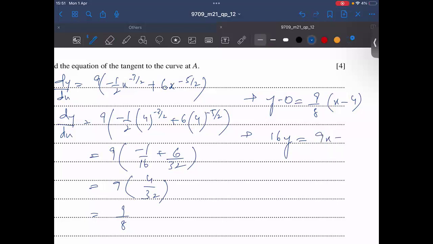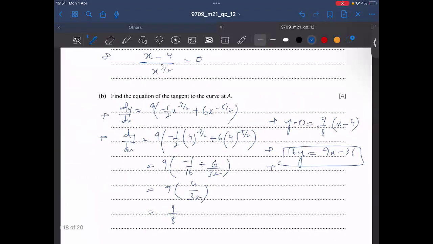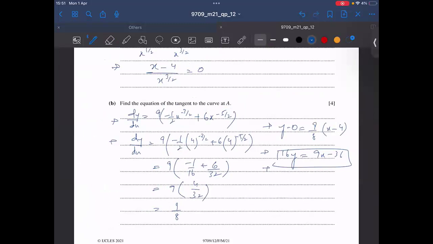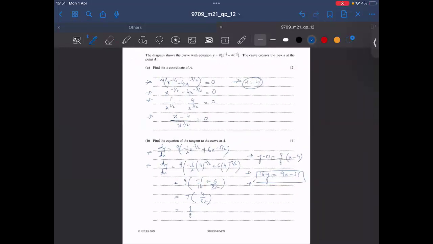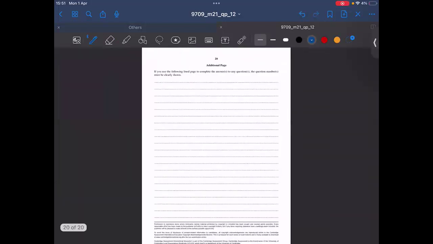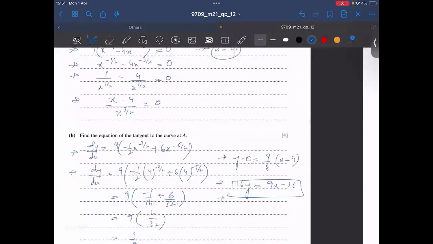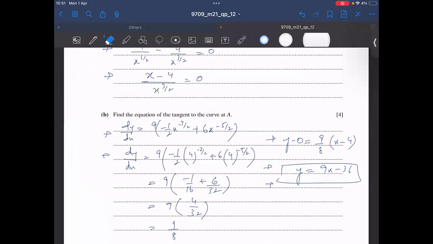9x minus 36, 16y. Now this is the equation you're going to get. Is it clear or not, Mr. Mahad Ahmad? So how 16y? Sorry, 8y. 8y equals 9x minus 36. Is it clear? Yes sir, it's correct.